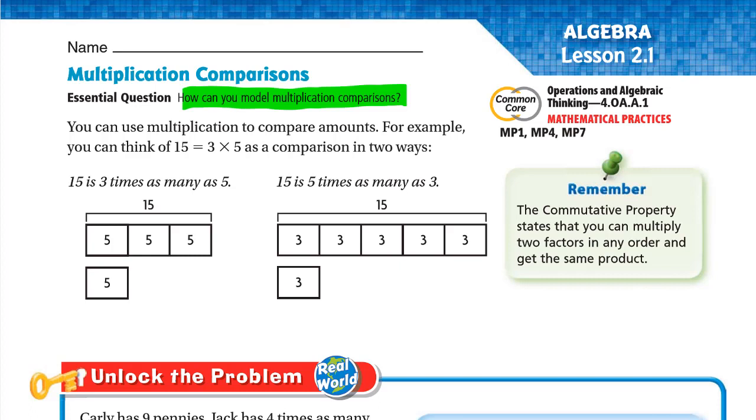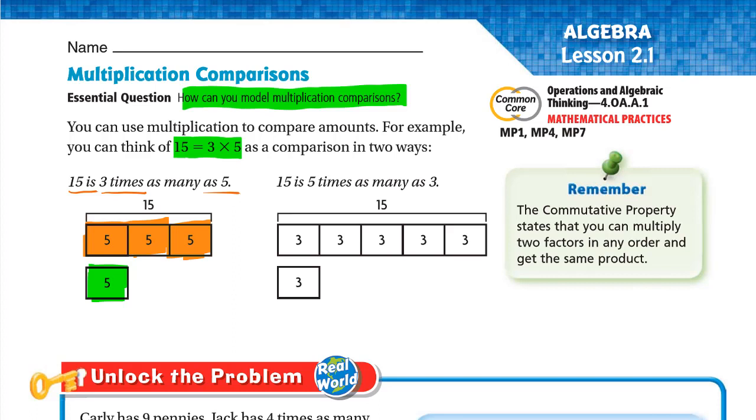Okay, you can use multiplication to compare amounts. For example, you can think of 15 equals 3 times 5 as a comparison in two ways. You can say 15 is 3 times as many as 5. So if you have 1 5, the 15 is 3 of these 5. So 5 and 5 and 5. So 15 is 3 times as many as 5.